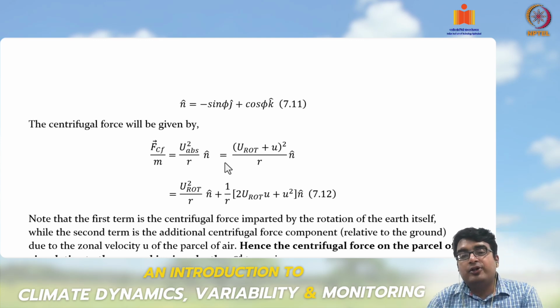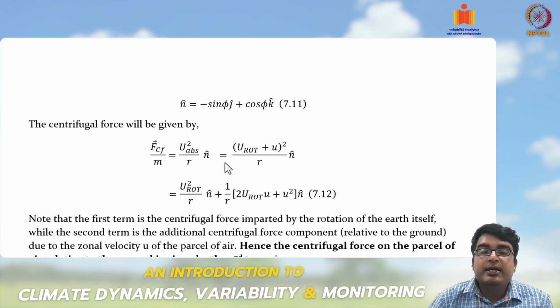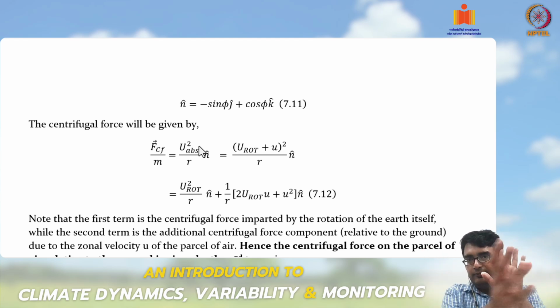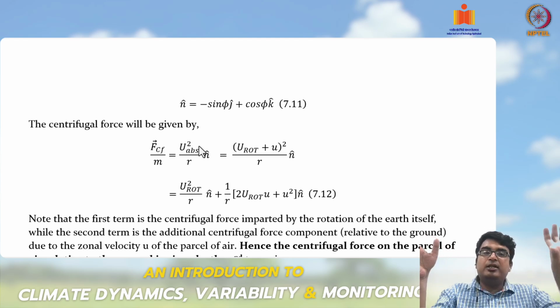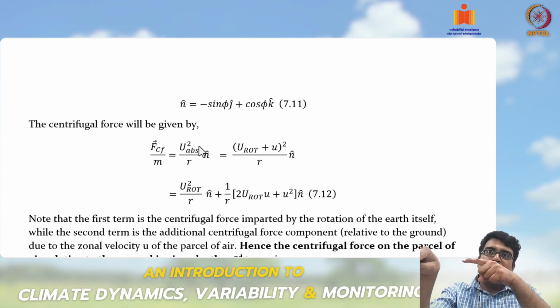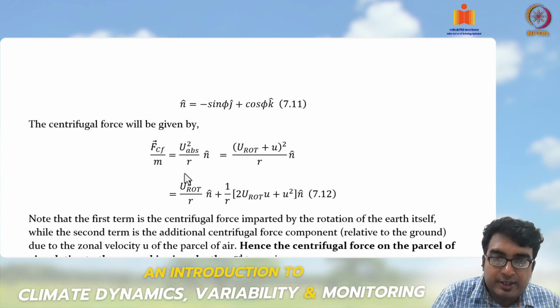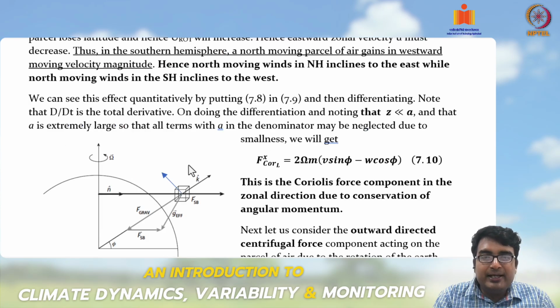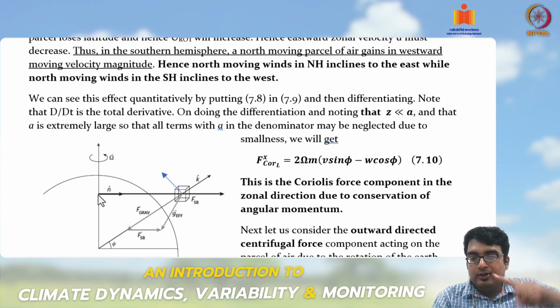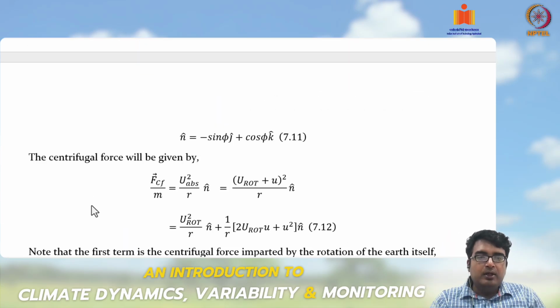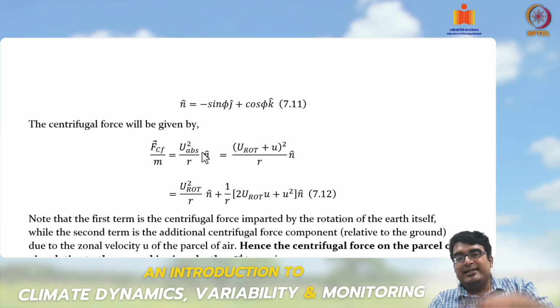And what is centrifugal force? Centrifugal force per unit mass is the square of the absolute zonal velocity by the distance separating the center of this mass of air from the axis of the earth. The tangential velocity of this air parcel with respect to the axis of the earth is the west to east velocity, which is the zonal velocity. So it is rotating like this: u absolute square by r. Okay. So u absolute square by r, and the orientation is n.